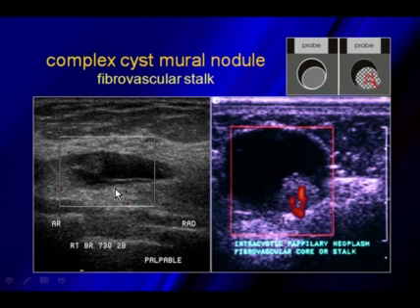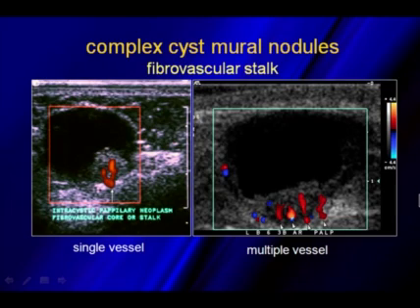of a complicated cyst or non-simple cyst with what appears to be a solid lesion. There is no fibrovascular flow. This did turn out to be just papillary apocrine metaplasia. Here on this side, you can see we definitely have a fibrovascular stalk, so we know that this is not papillary apocrine metaplasia, and this was an intracystic papilloma.